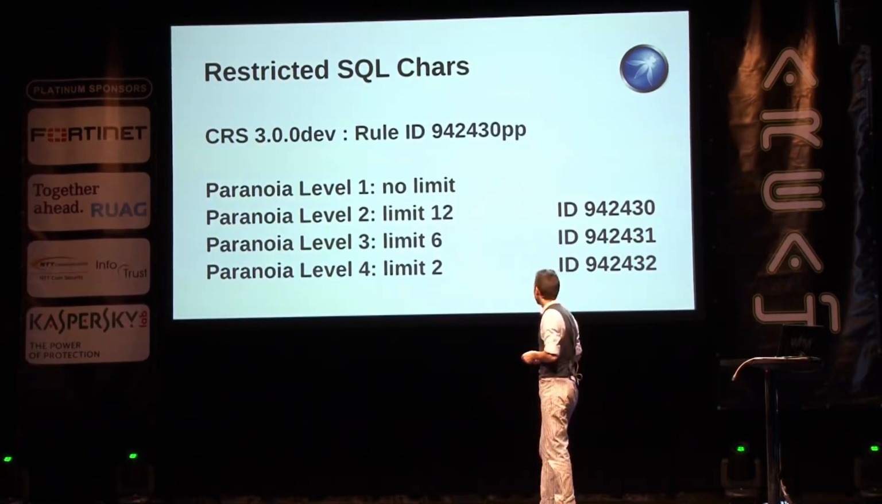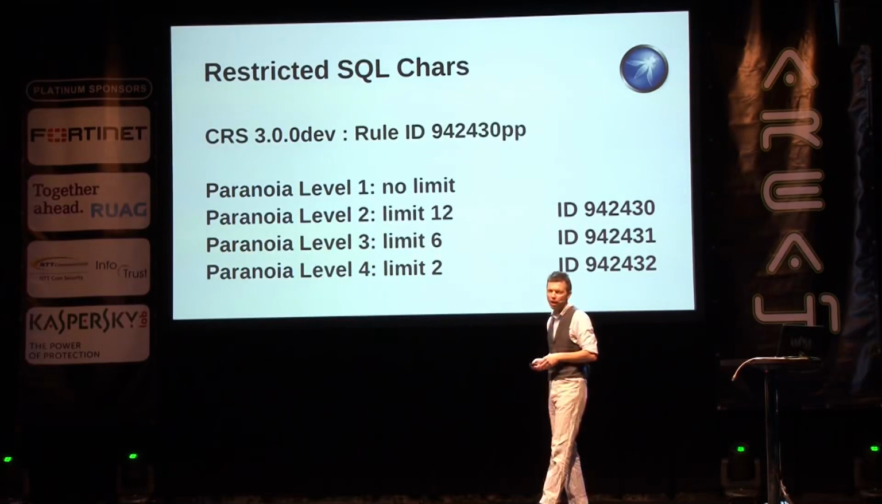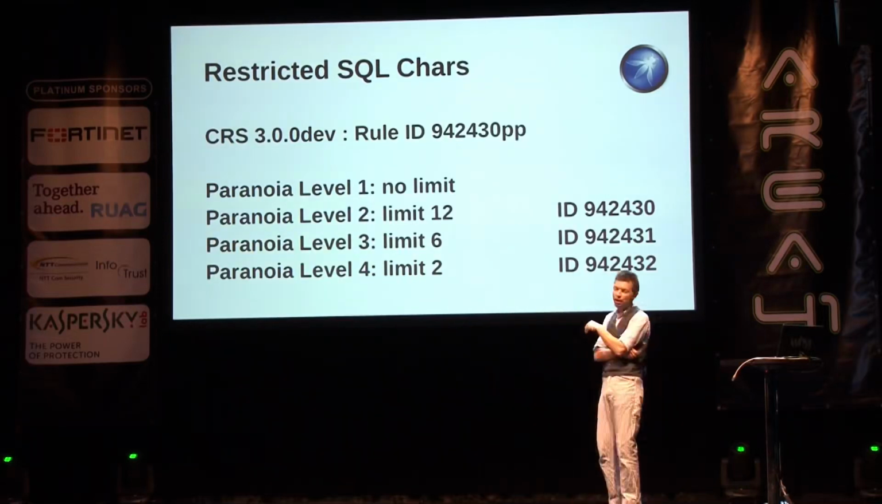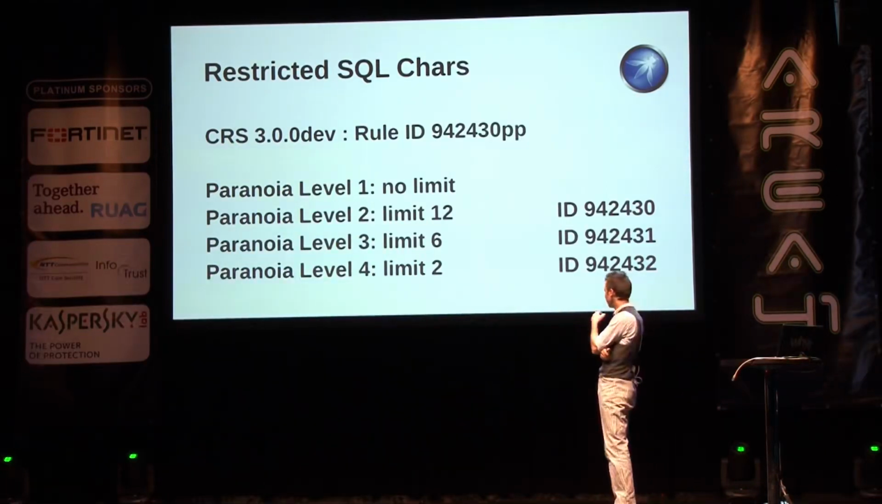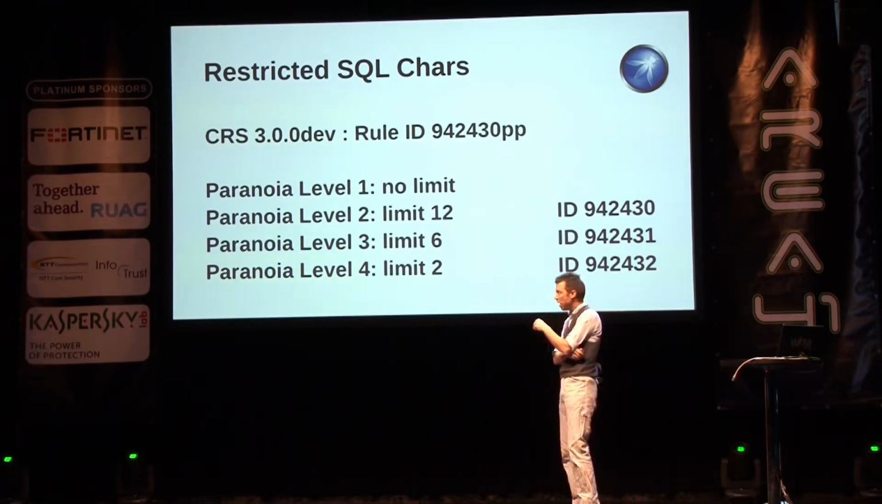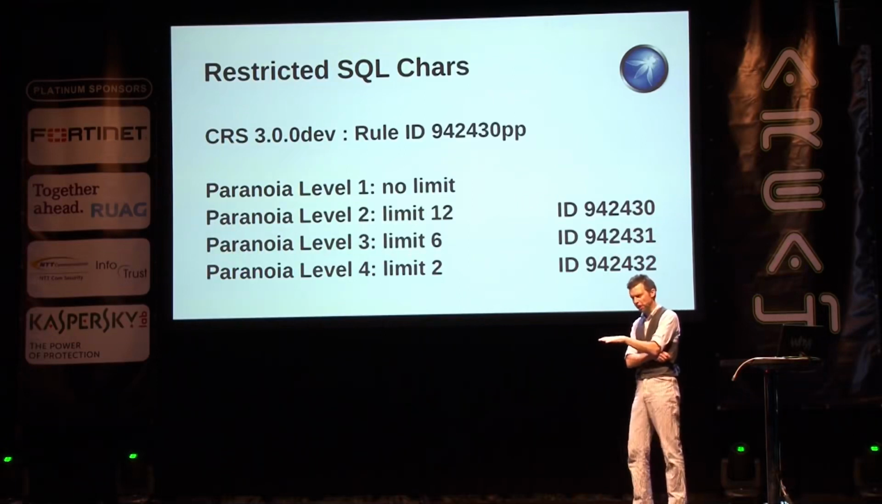Now we're allowing up to 11 special characters, and with character number 12, the rule fires. And then at paranoia level 3, we're bringing the same rule, or a copy of it. It's a strict sibling with a limit of 6. And then at paranoia level 4, we're bringing it with a limit of 2. And Bobby Tables told us he's not a very good limbo dancer.